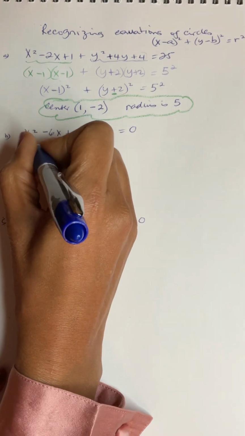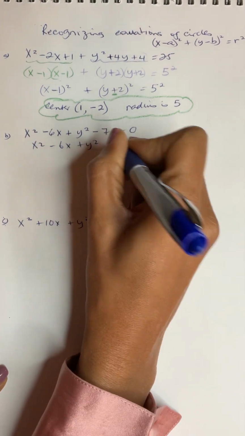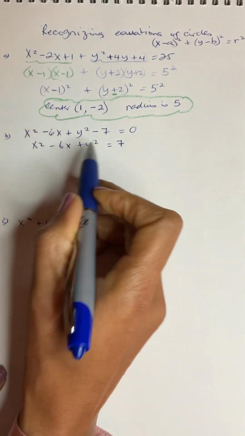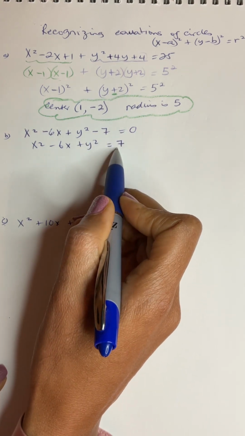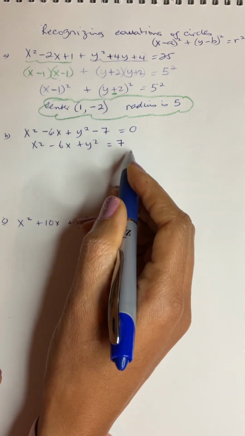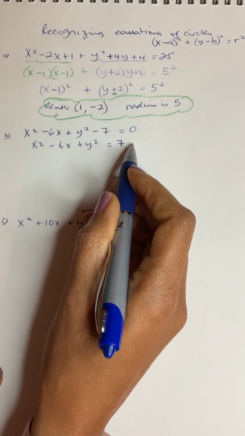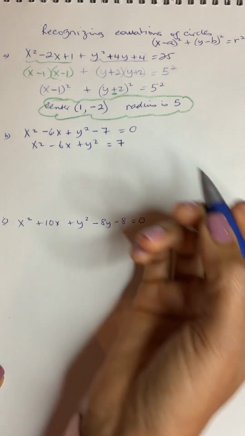So I'm going to rewrite everything: plus y squared equals 7. Bring this negative 7 over. It becomes positive because once you cross the bridge, everything changes. Your sign changes once you cross the equal sign in math or in algebra.